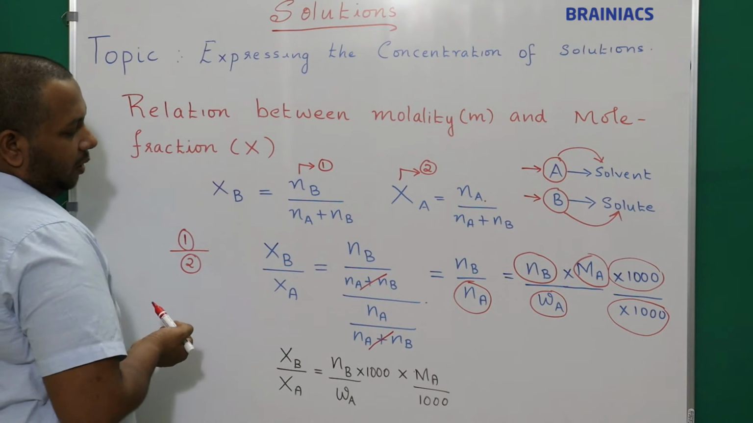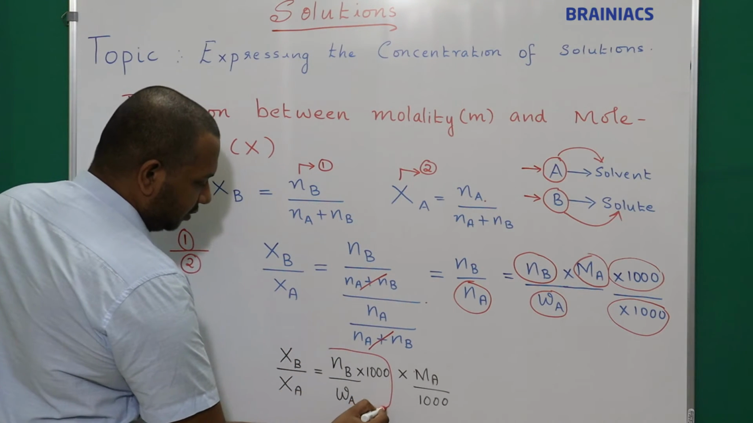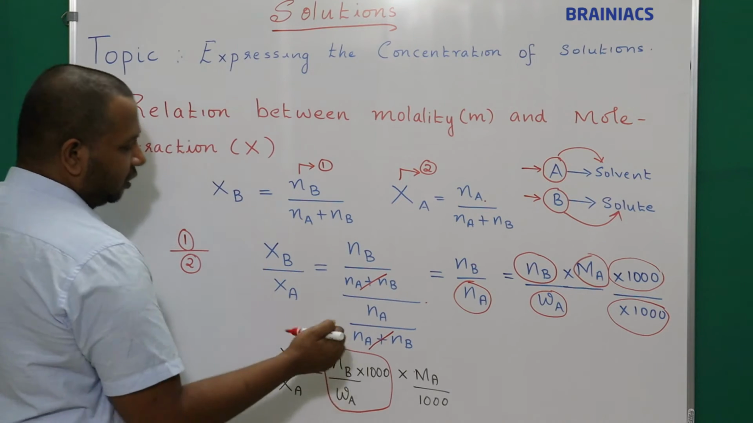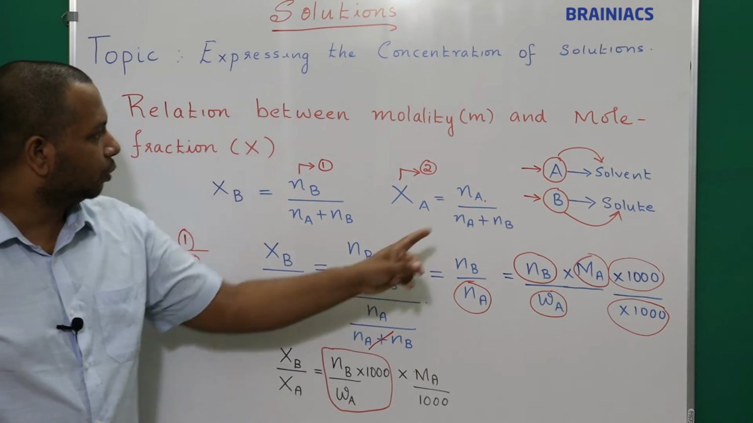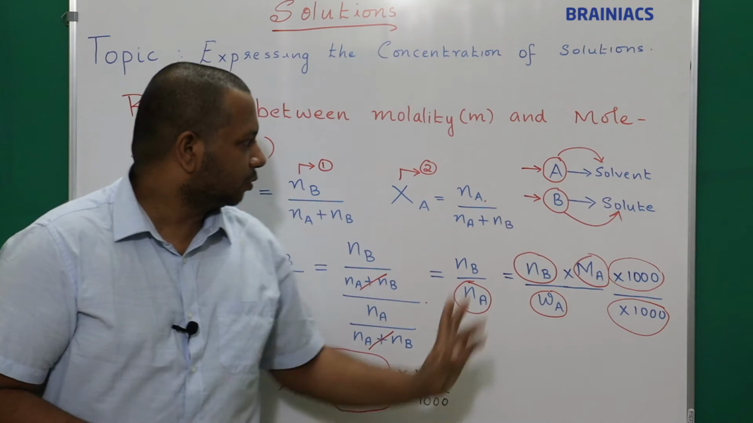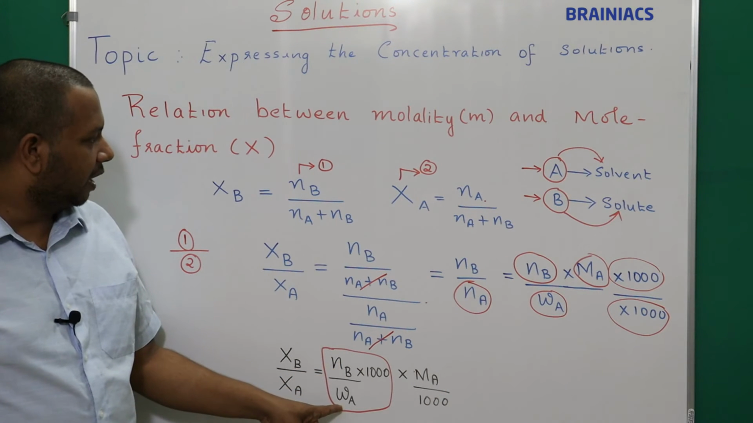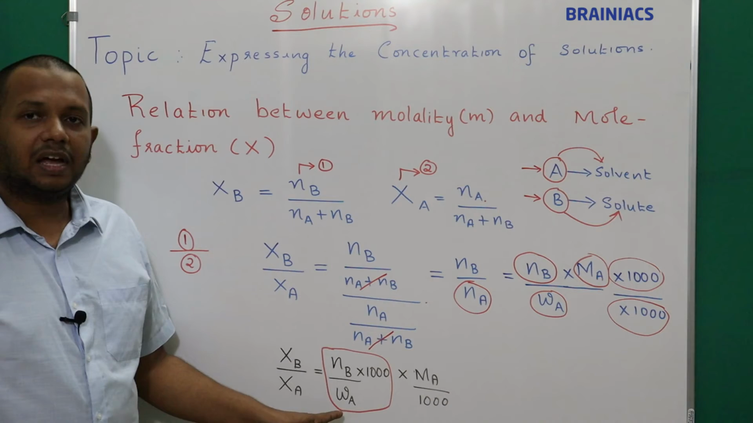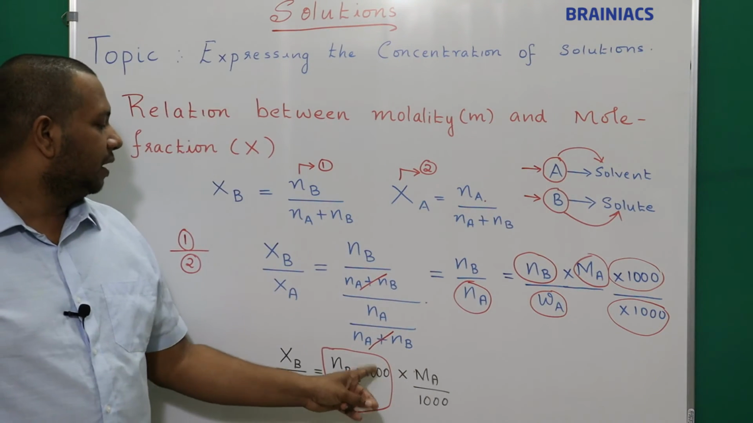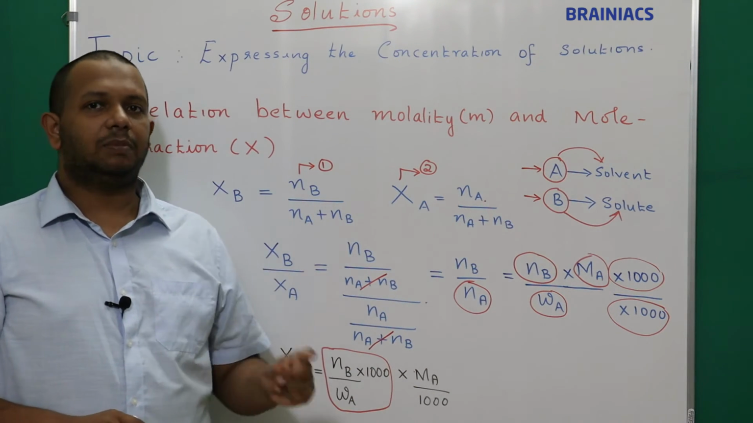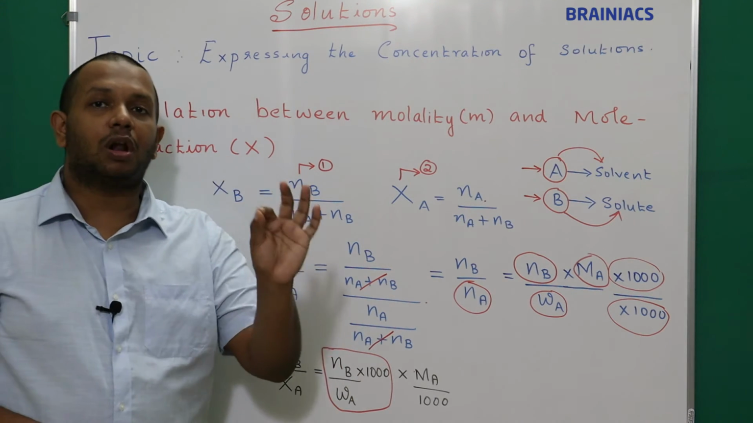Now please look at this section. What does this section stand for? Just try to read the meaning of NB: number of moles of solute, since B stands for solute. So the number of moles of the solute divided by WA, that is the weight in gram of the solvent, multiplied by 1000. Please tell me what this actually means. This box indicates molality.